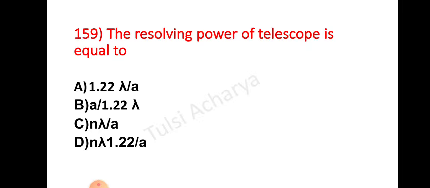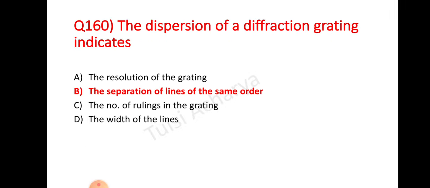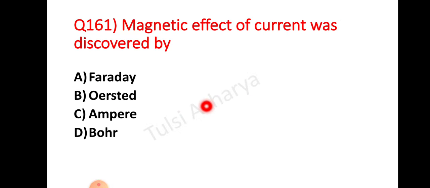The resolving power of a telescope is equal to a divided by 1.22 times lambda. Option choice B. Now let's move to the next question. The dispersion of a diffraction grating indicates separation of lines of the same order. Option choice B. Now let's move to the next question.